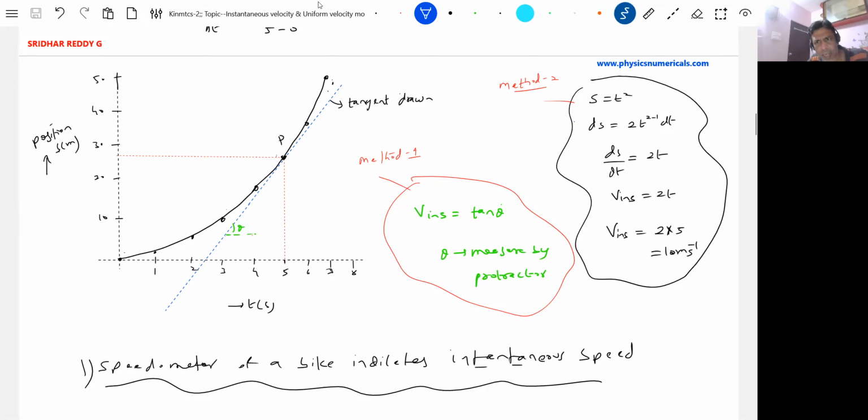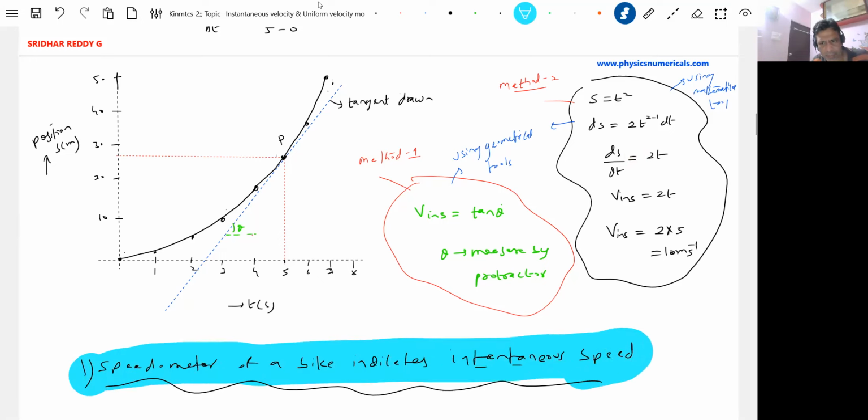I think this will be advisable. This will be using geometrical tools. This is the mathematical tool. Tell me which one you will prefer. Definitely this one. So if you learn the differentiation tool, it will be much easier. The best example is, today you can try with your bike. The speedometer of a bike will indicate the instantaneous speed. This is one simplest example I'm giving.